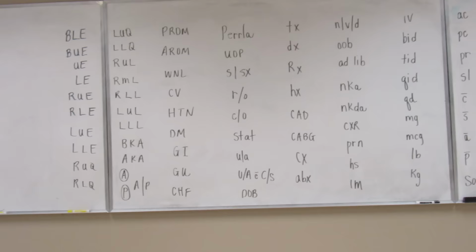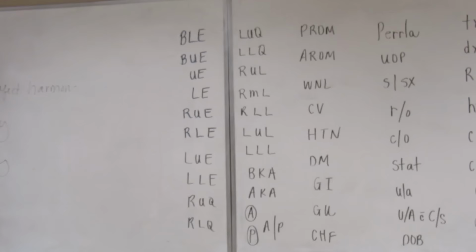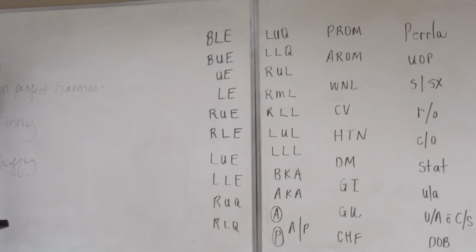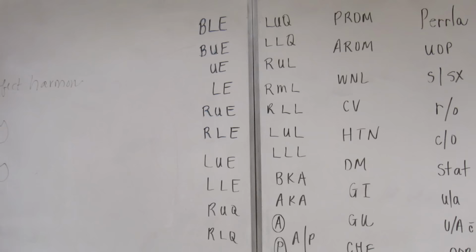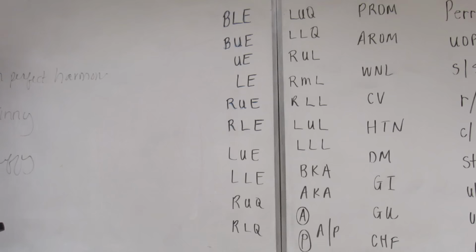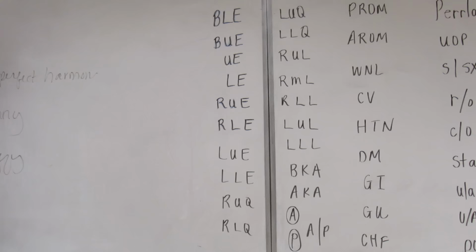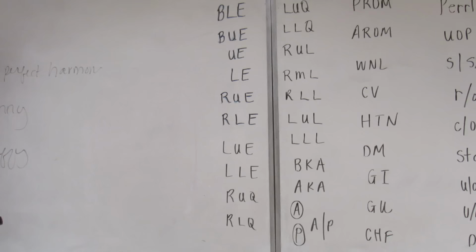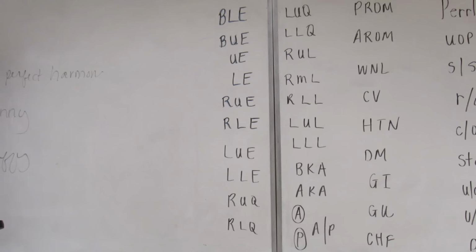All right, the first column is appropriate for physical assessment. These abbreviations are necessary when we learn physical assessment to be able to talk about specific areas of the body. The first one up there in the left-hand column is BLE, which stands for bilateral lower extremities. All right, next is bilateral upper extremities. The next two refer to just upper extremities and just lower extremities. The next few: right upper extremity, right lower extremity, left upper extremity, and left lower extremity.